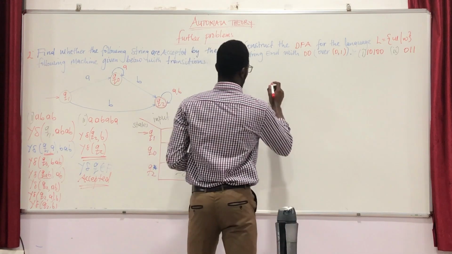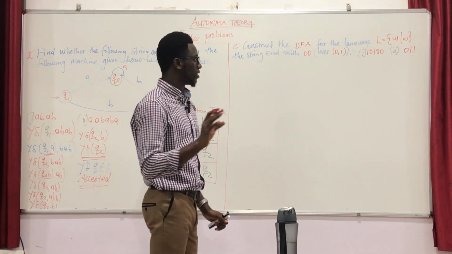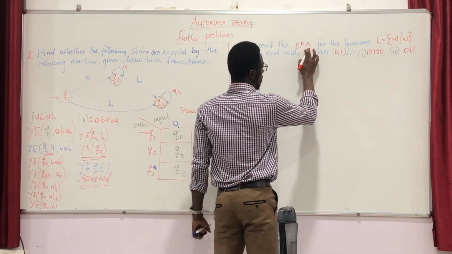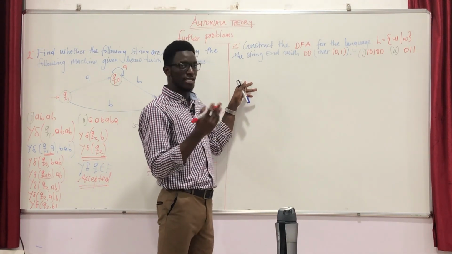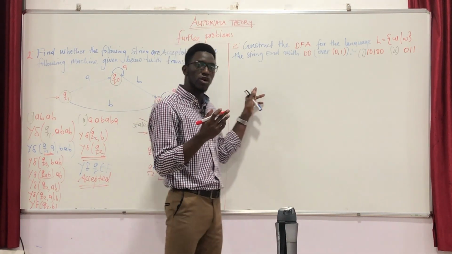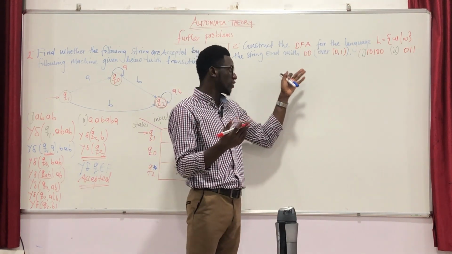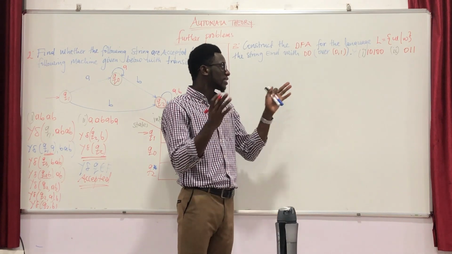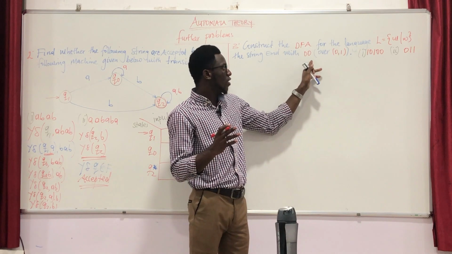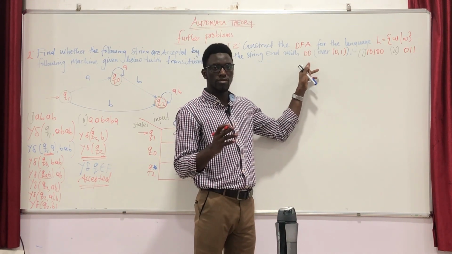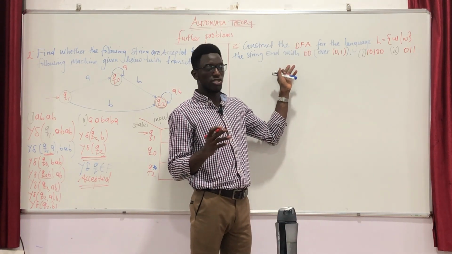So now let's solve. But first, we need to construct this DFA, deterministic finite automata. We'll start by drawing. You can draw any diagram you want, only that you need to end with 0, 0. That's the only condition. You can use Q naught as your initial state, or Q1 as your initial state, or Q2. Irrespective of what you use, your final string must be 0, 0, in order for the machine to accept this language.